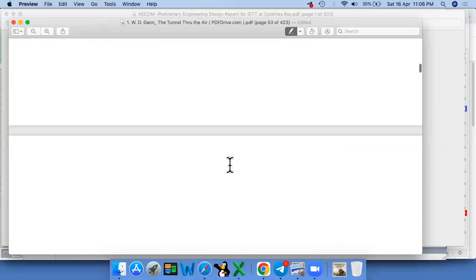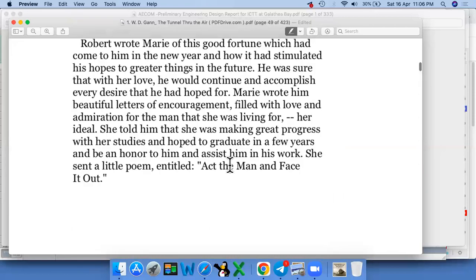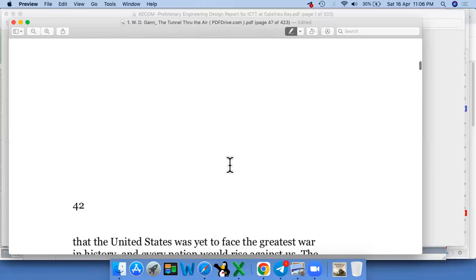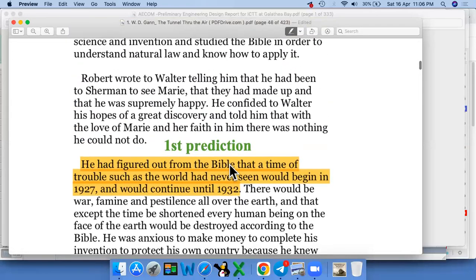Page number 41 of the book. And we're just trying to see some of the things which are there. Here he says he had figured out from the Bible that a time of trouble, such as the World War has never seen before, will begin in 1927 and will continue until 1932. Now, this is the first thing which is there.